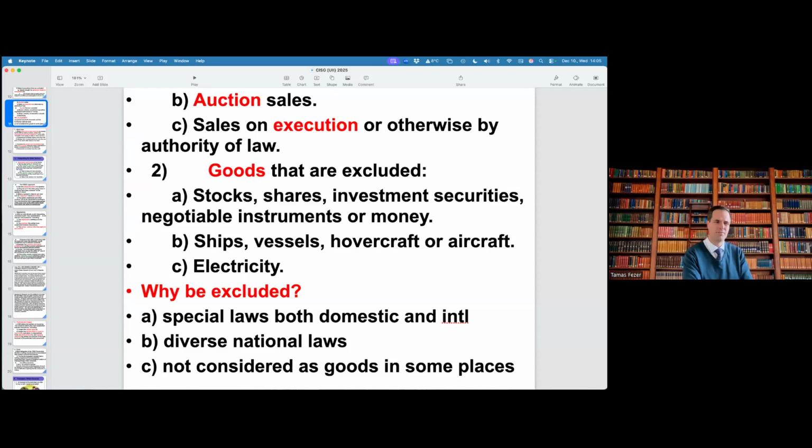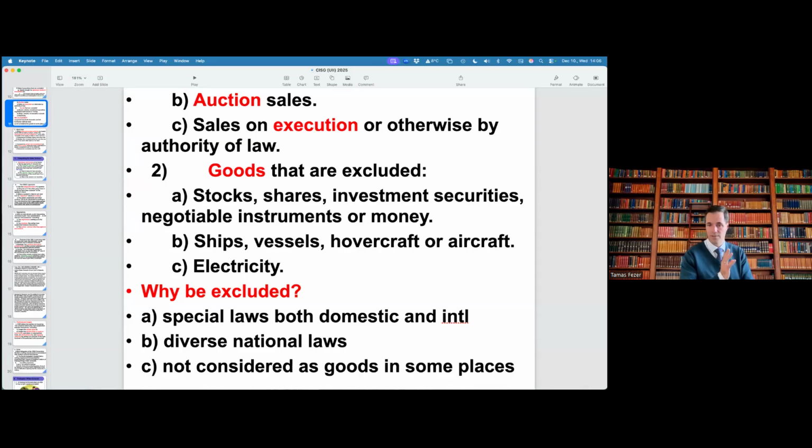So what is the reason for this list of exclusions? It's very simple. For some of them, by the time the convention was adopted, a fairly detailed international legal framework was made. And the CISG didn't want to be in collision with those already existing rules. That's the reason for leaving electricity out of the equation. We have quite a few of these regional conventions, especially in the European Union, for trading over electricity.